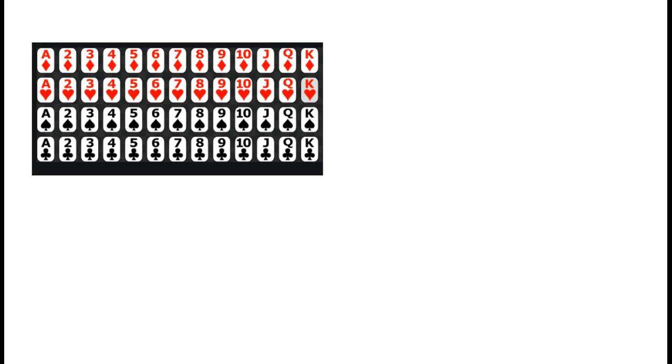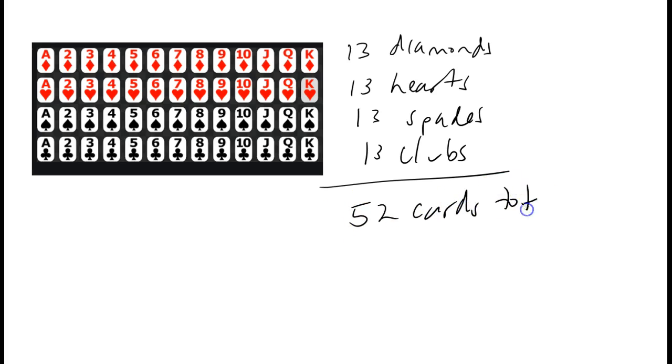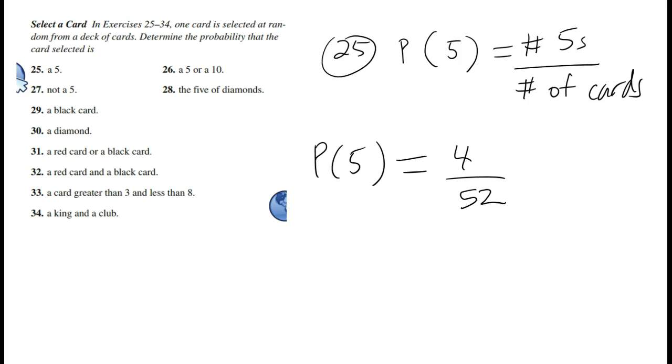So there are 13 diamonds, 13 hearts, 13 spades, 13 clubs. So altogether there are 52 cards total. Okay? All right, so let's go back to the example we were just looking at. So the probability of selecting a 5 would be 4 out of 52. And we can simplify this fraction, and it would be 1/13.